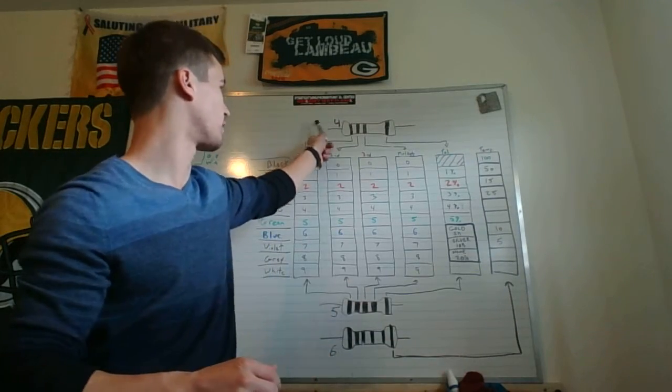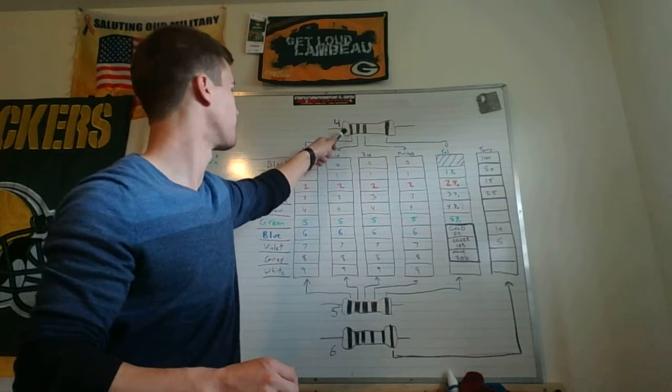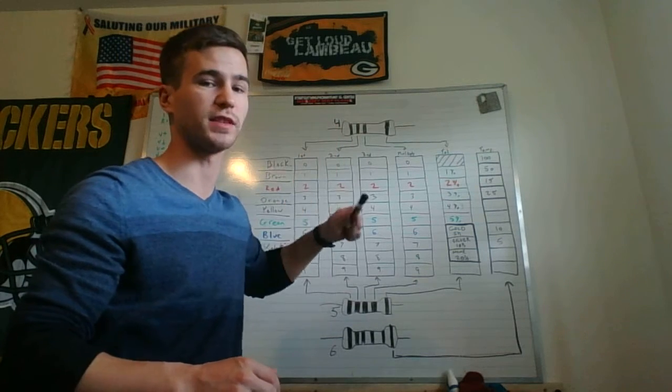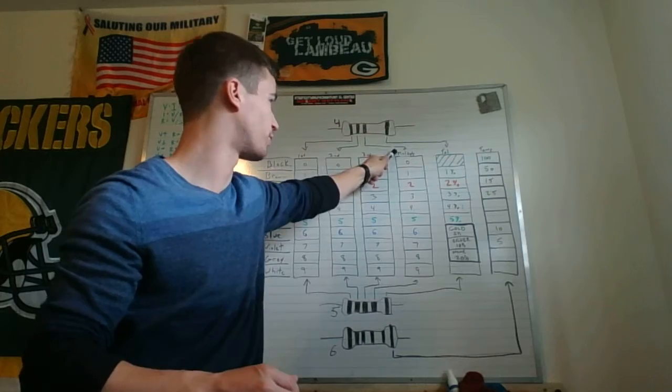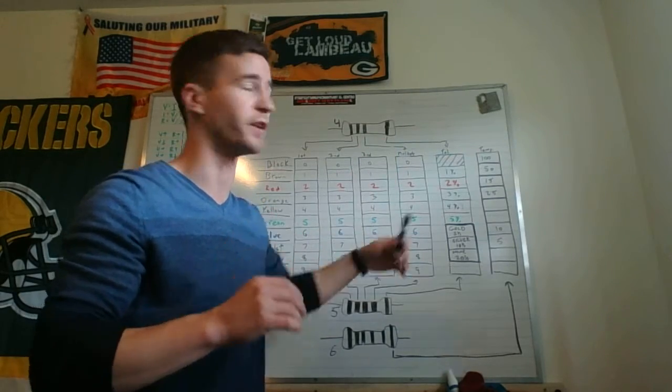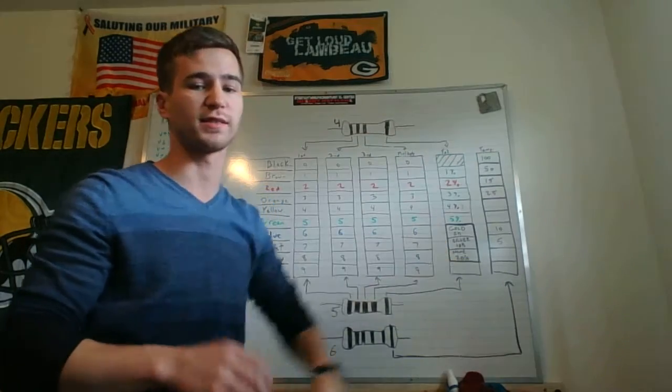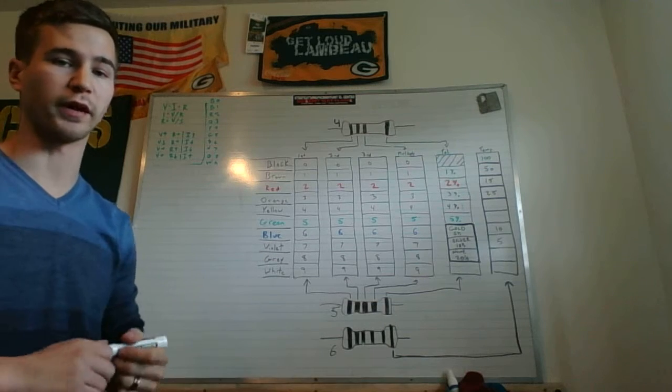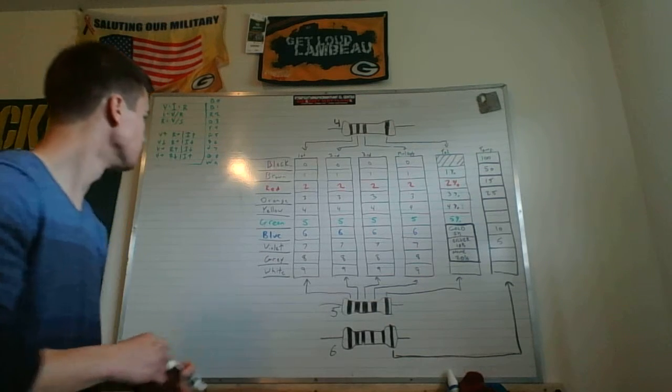So 4-band resistor. First two colors are the digits themselves. Third band is the multiplier, or how many zeros you put on the end of it. Fourth band is your tolerance. So let's go over a couple 4-band resistors right now first.